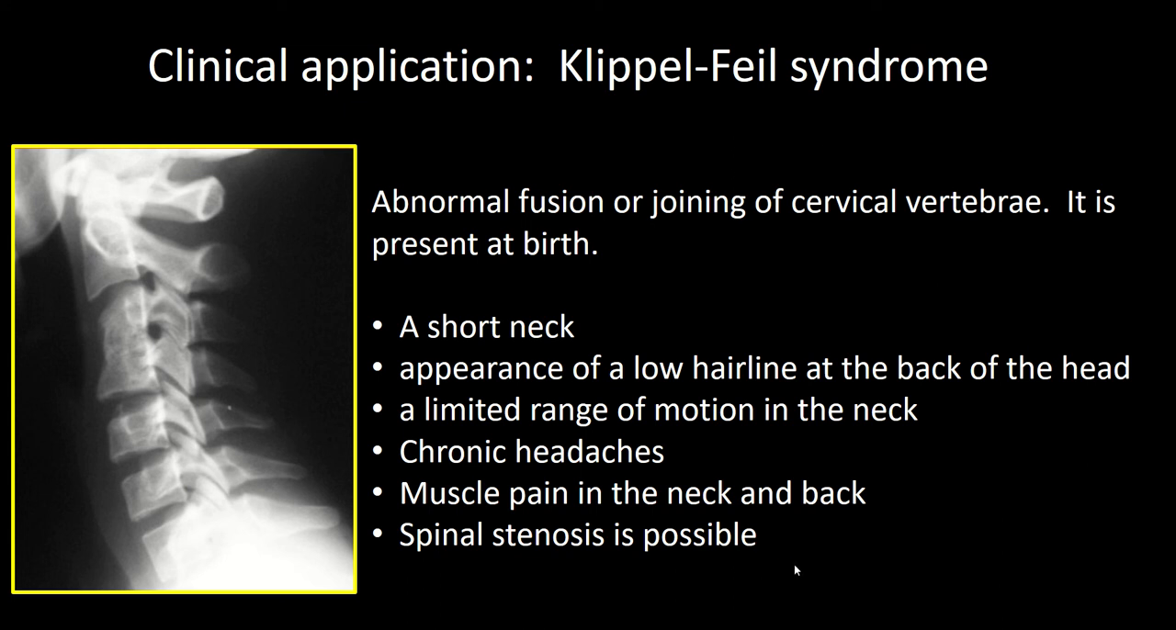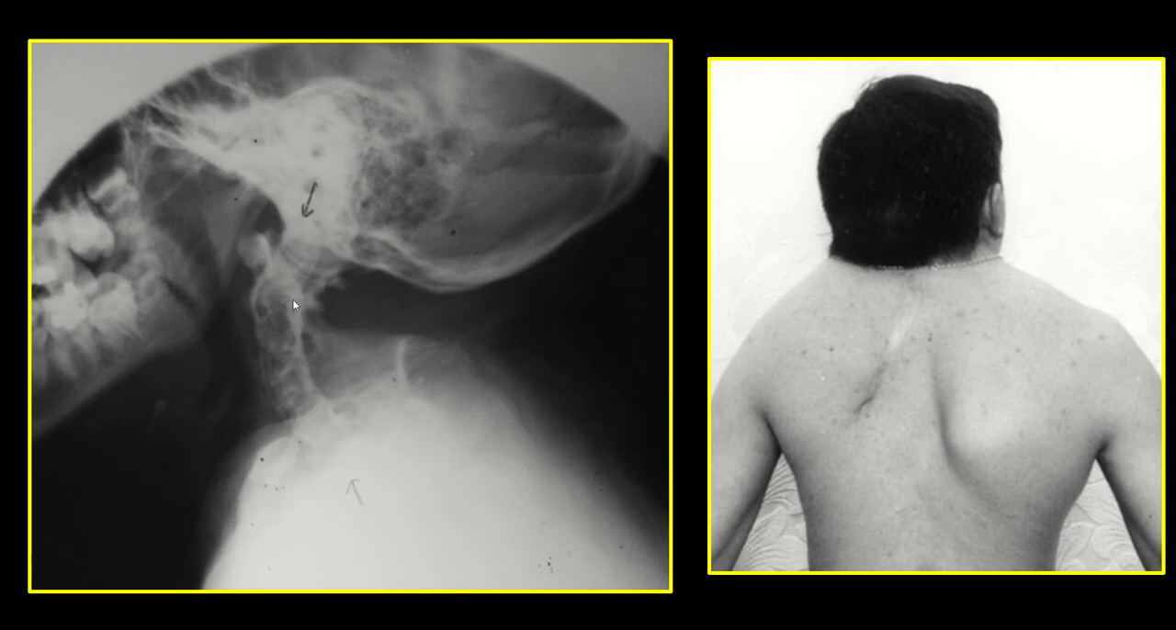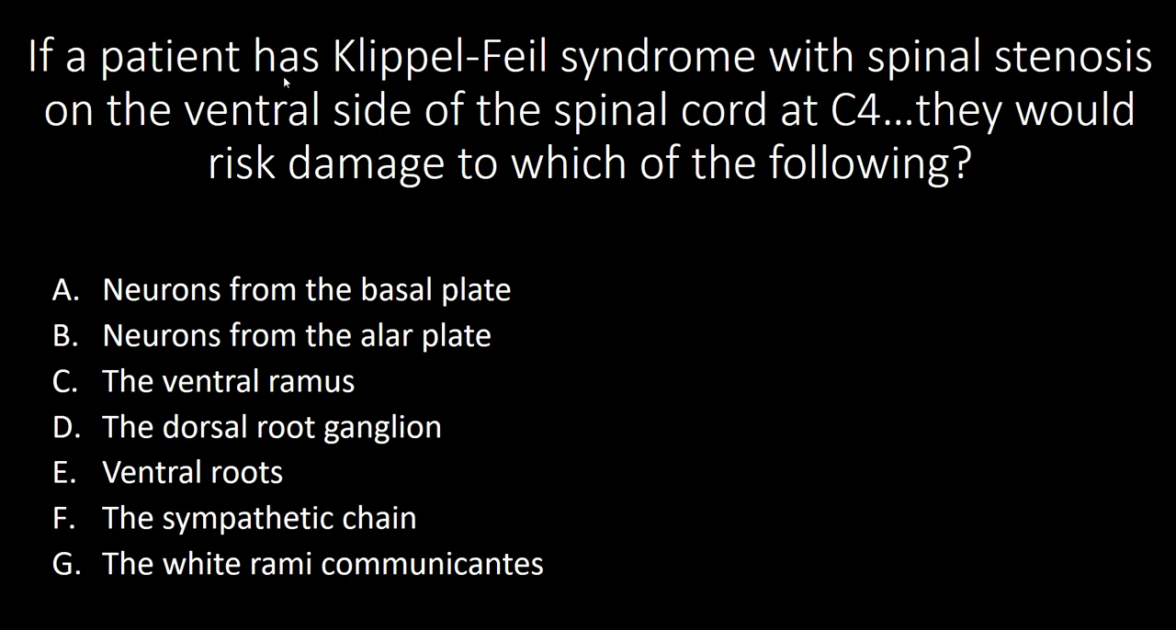You can have chronic headaches and pain, and you can also get some spinal stenosis depending on the severity of the fusion. Here are some other pictures of a younger infant, and then this is an exaggerated case of Klippel-Feil that I found online. So if a patient, this is a made-up patient, has Klippel-Feil syndrome, and let's say they do have spinal stenosis on the ventral side of the spinal cord at C4. So now we're on the ventral side.